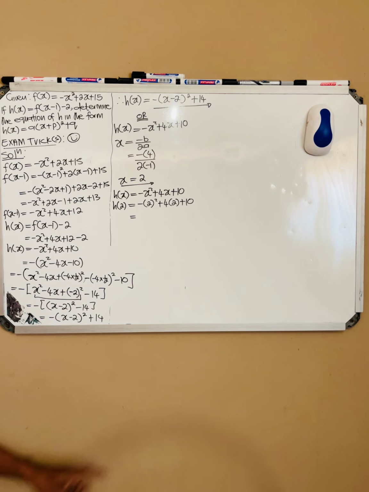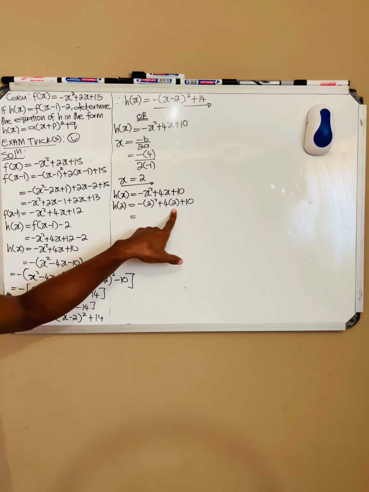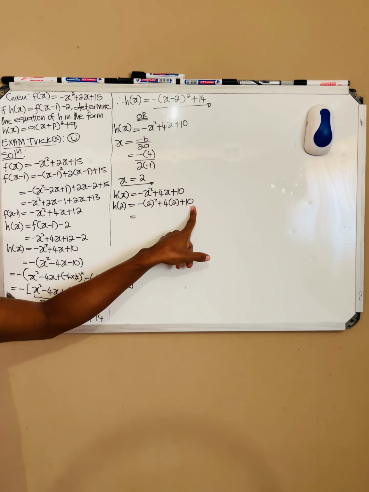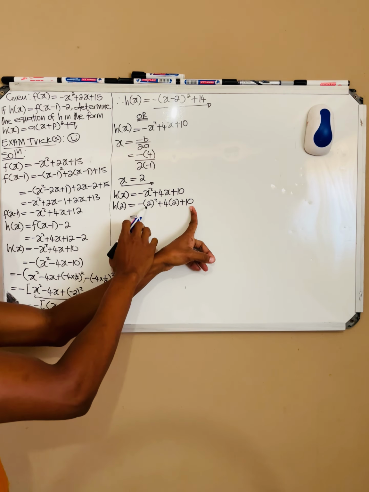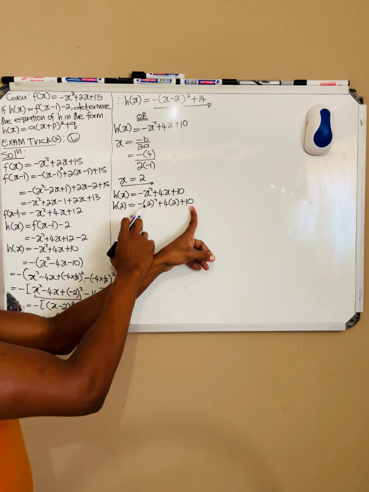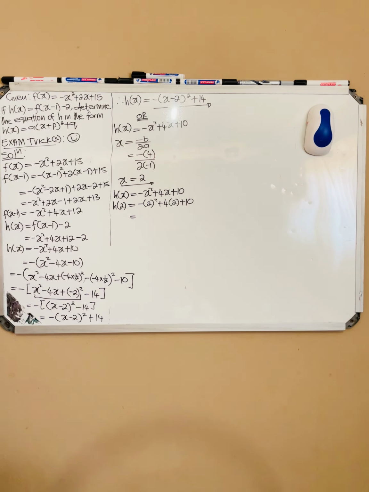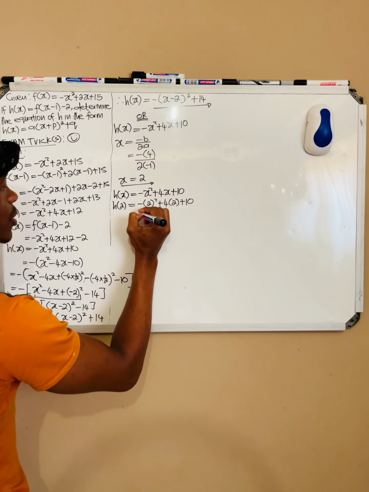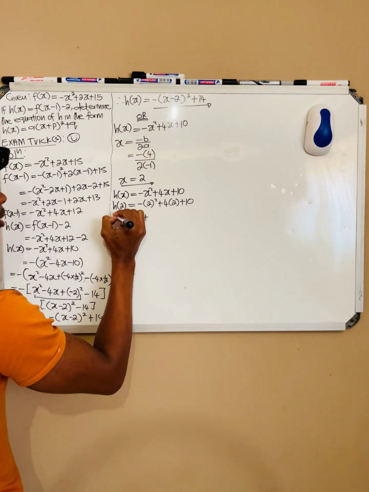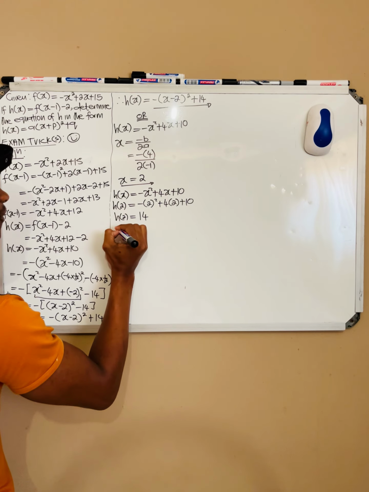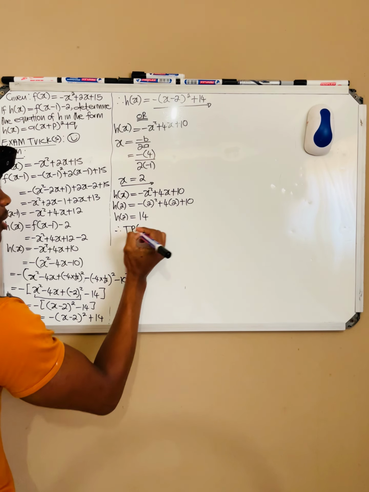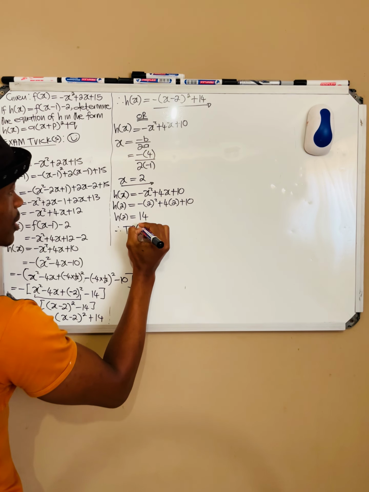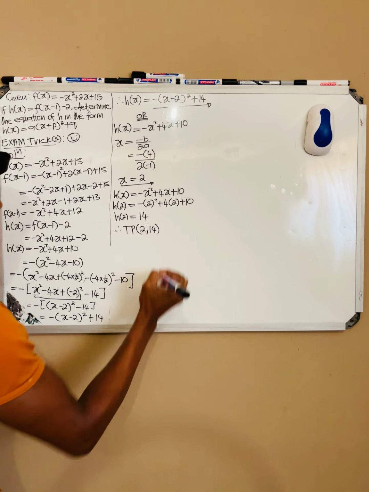Then if we simplify, 4 multiplied by 2 is going to be 8. 8 plus 10, that's 18. Then 2 squared, that's 4. Then minus 4 plus 18, we subtract and take the sign of the bigger number. 18 minus 4, that's going to be positive 14. This is our h of 2. Therefore, our turning point, TP for turning point, this graph turns at (2, 14).